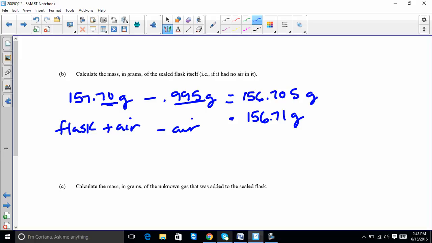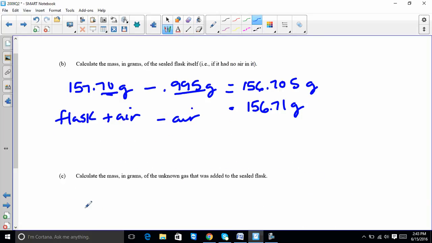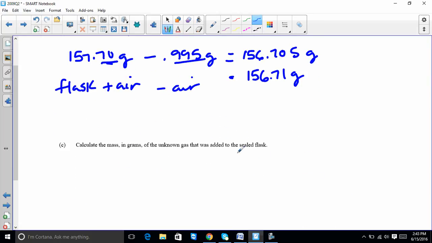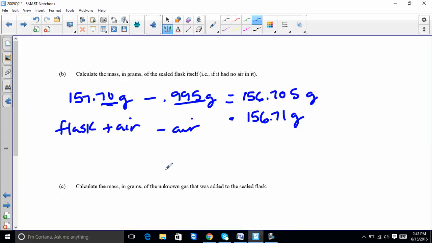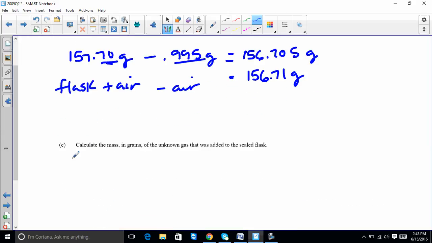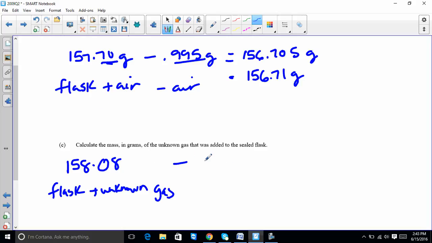Flipping to the scoring guidelines, which are online, 156.71 grams. Next one, calculate the mass in grams of the unknown gas. And the reason, again, the answer in B is used in C is that on this data table over here, we know that the flask and the unknown gas is 158.08. So this is flask plus unknown gas. And up here, we just figured out that the flask alone without anything in it is 156.71 grams.